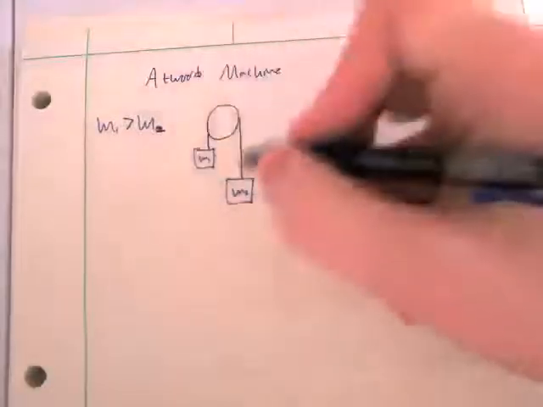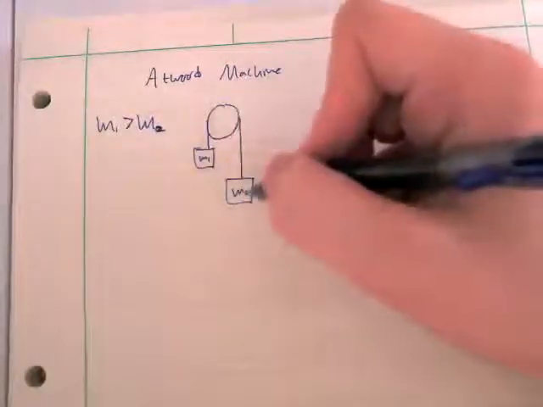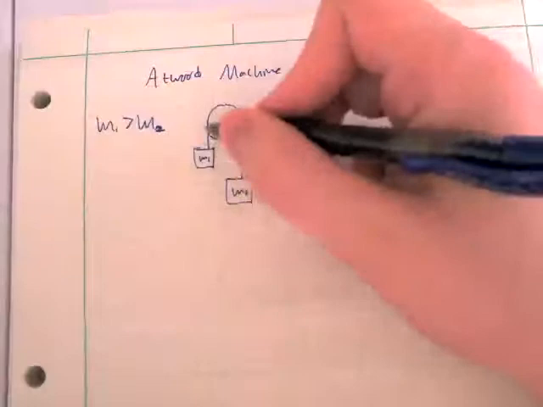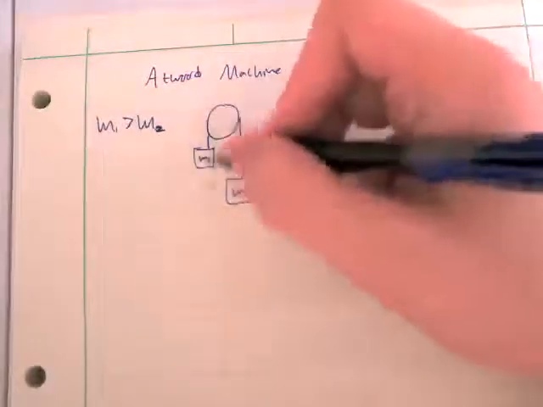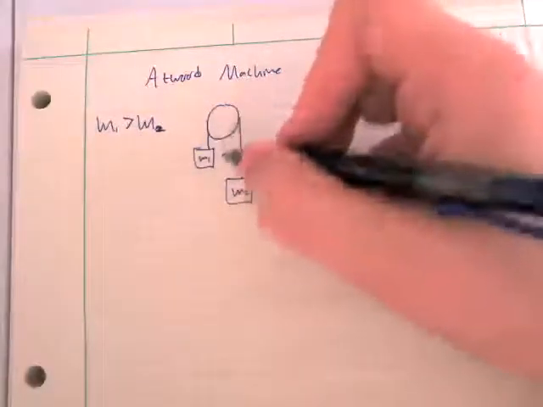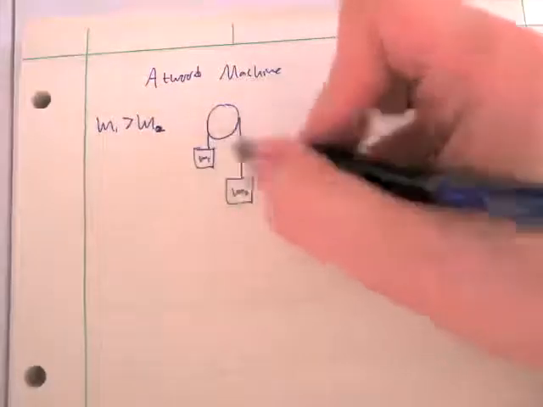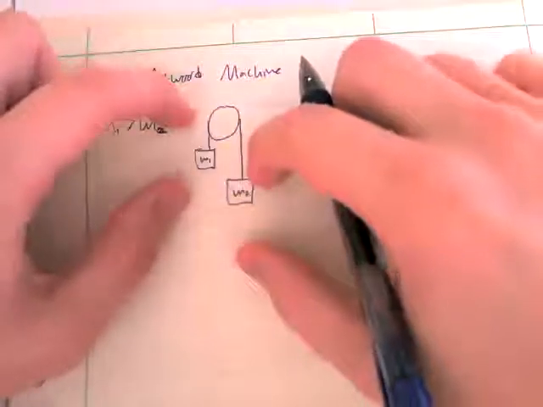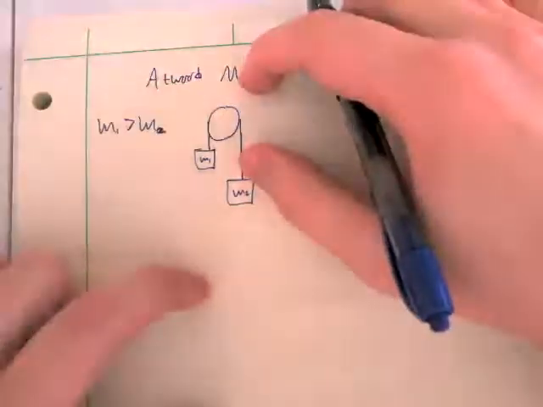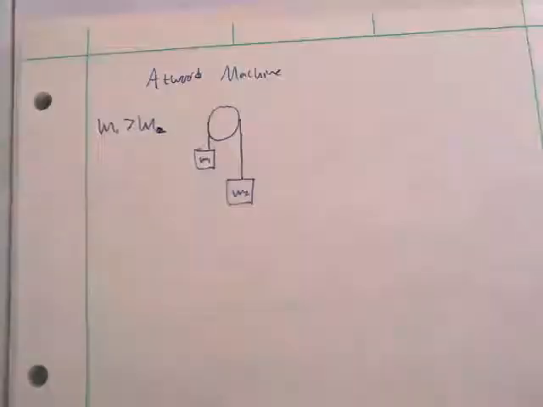These are just labels. I have a mass here, I have a mass here. They are attached by a string that is wrapped around a pulley, so it's the same string attached to each one. And M1 is greater than M2, so when I let these go, M2 is going to go up and M1 is going to go down.